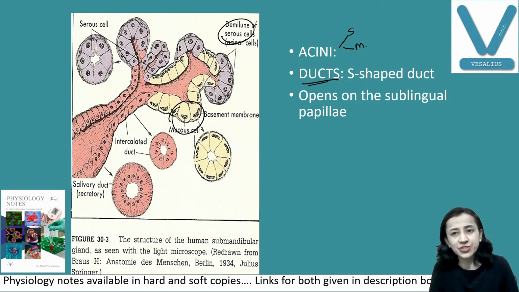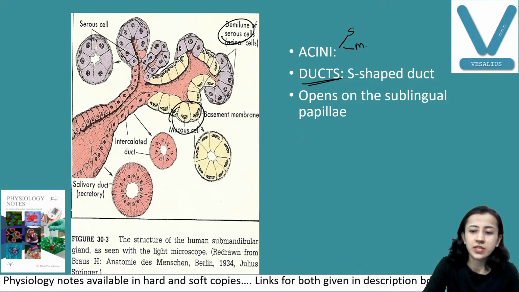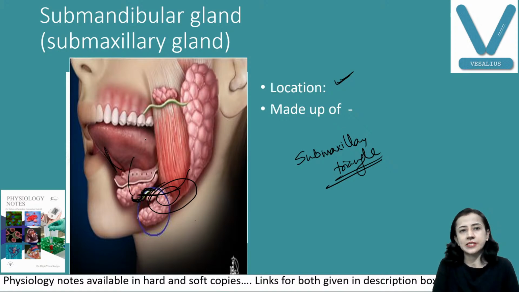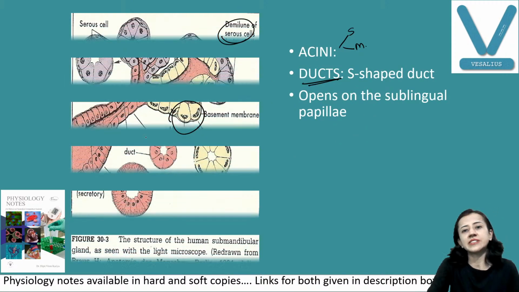The duct is S-shaped and it opens in the sublingual papilla. It is located just lateral to the frenulum of the tongue. Here you can see the S-shaped duct which opens just lateral to the frenulum of the tongue. This duct opens, and this gland drains its secretion.